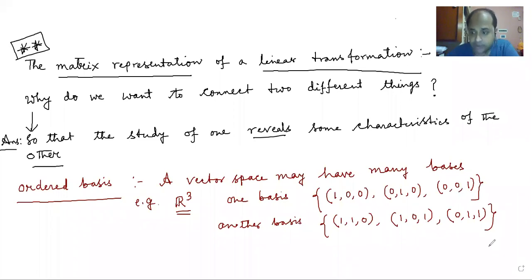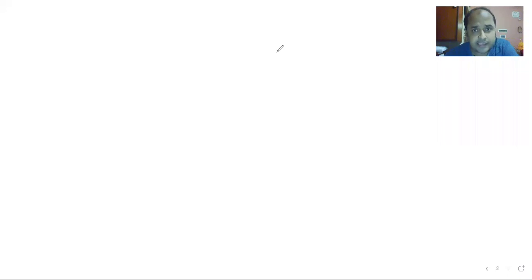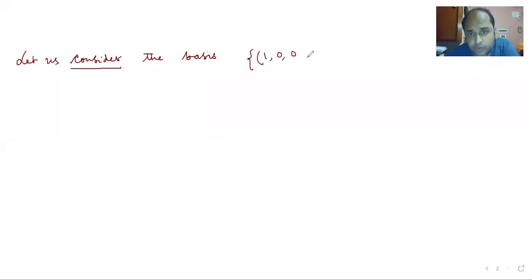Okay, for the time being, without any loss of generality, let us consider the basis 1 0 0, 0 1 0, 0 0 1. So we are considering the basis of R3.